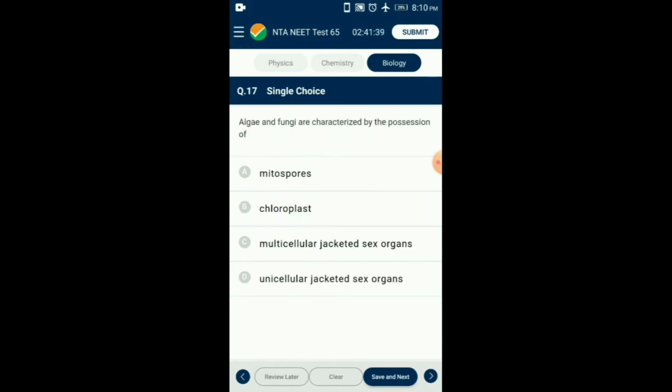Question number 17. Algae and fungi are characterized by the presence of... Fungi and algae reproduce asexually by the production of spores and are often termed mitospores. The mitospores are produced through mitotic cell division in the sporangium. In fungi, these spores are called conidia. In algae, they are called zoospores. So the answer for this question is option A, mitospores.